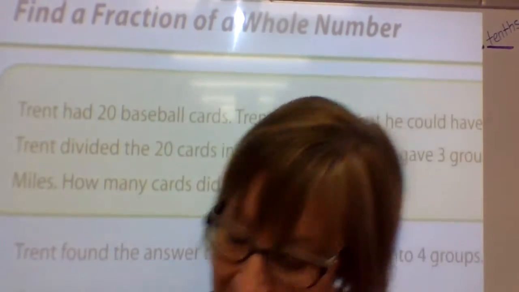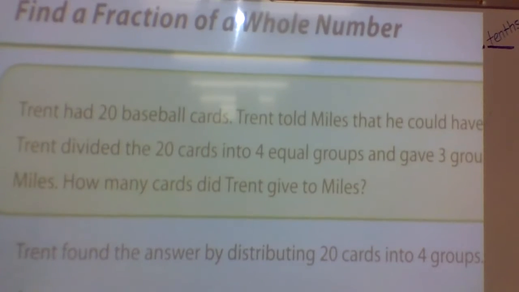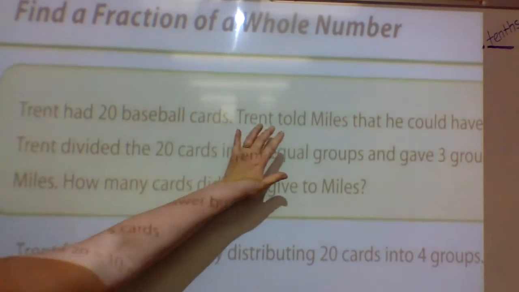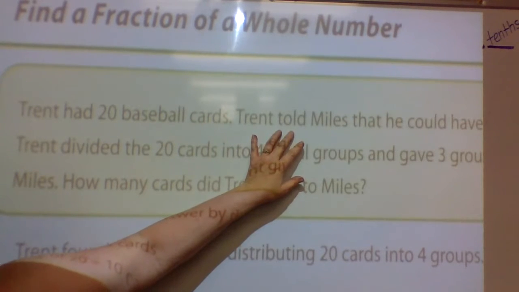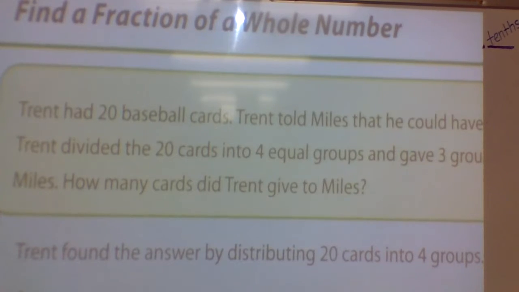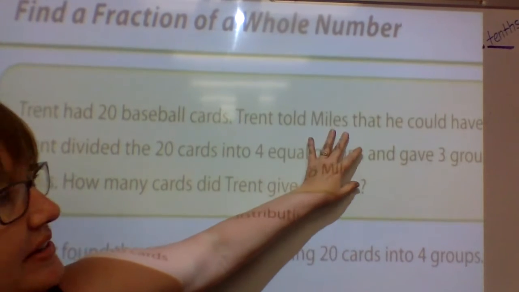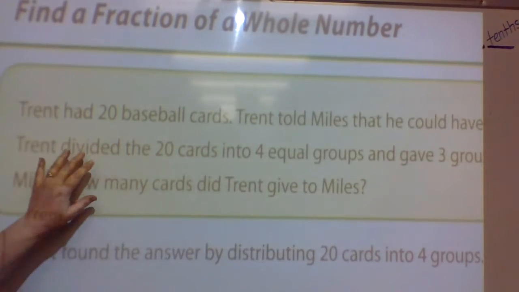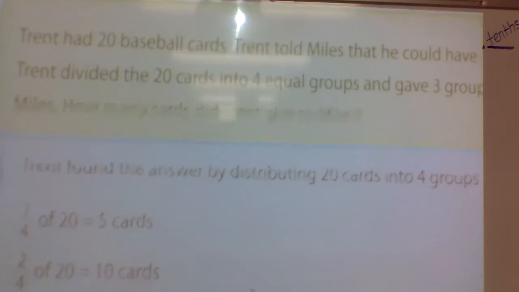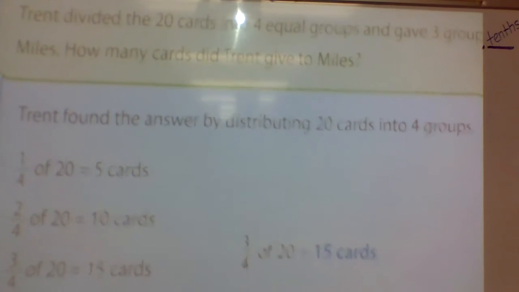Okay, so here's the story problem. Trent had 20 baseball cards. How many of you guys have baseball cards? You guys can look at your paper too. We're on page number 269. Okay, he told Miles, his friend, that he could have 3/4 of his cards. Trent divided the 20 cards into 4 equal groups and gave 3 groups of cards to Miles. How many cards did Trent give him?